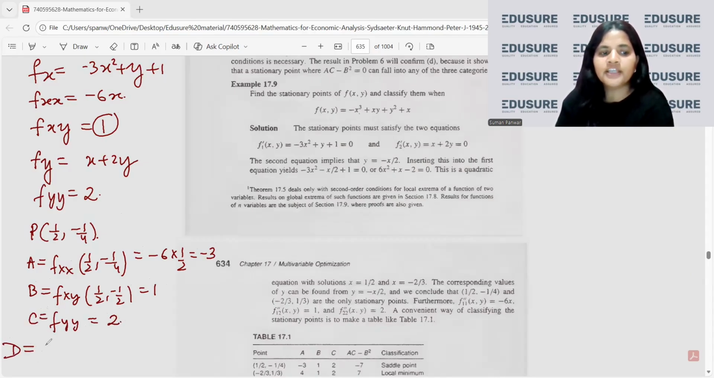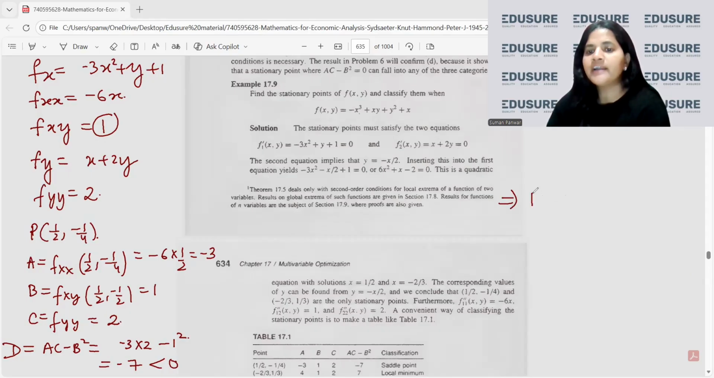If you look at the discriminant, ac - b², so -3 into 2, minus 1 square, this is -7. So this is negative. This implies that p (1/2, -1/4) is a saddle point. That means there is neither a maximum nor a minimum at this point, and this is confirmed.